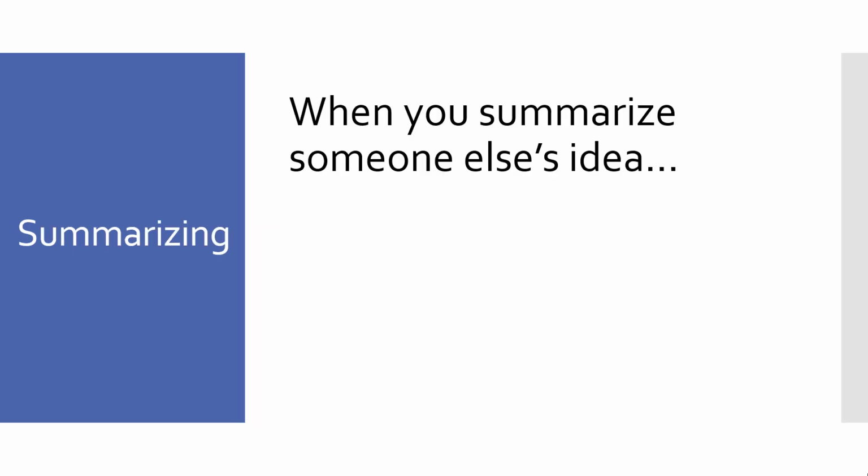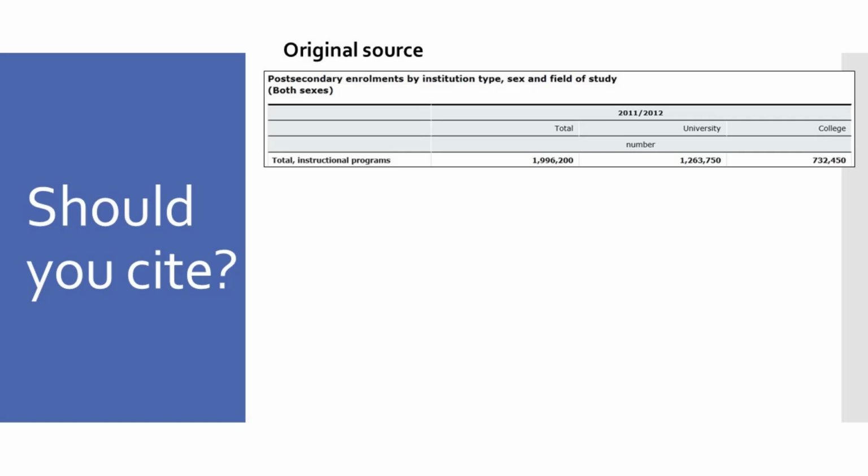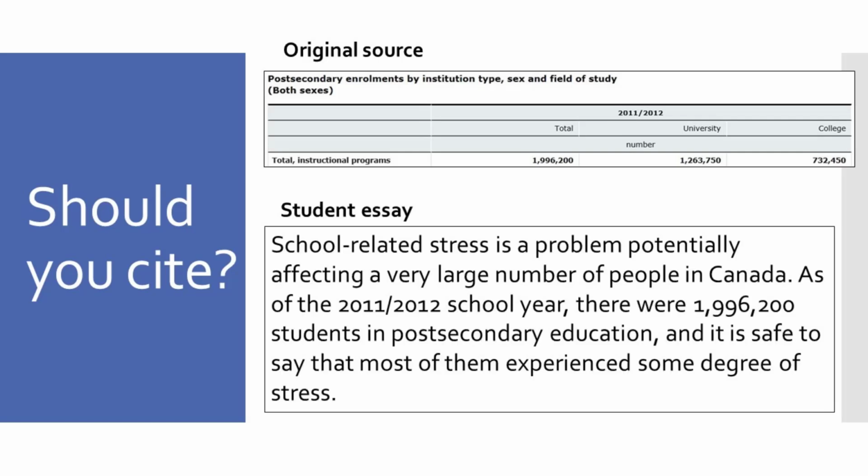Yes, you still have to give an in-text citation when you summarize something. Even if you took a whole book and summarized it in one sentence, someone else still came up with the ideas you're mentioning. Here, the original source is a table from Statistics Canada. In this case, the student has taken the exact number of post-secondary students, no words involved. Should you provide an in-text citation in this case? What do you think?